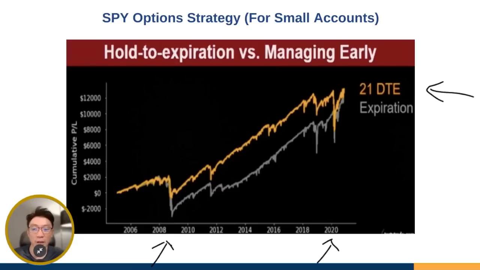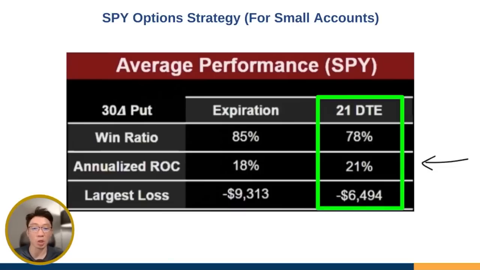So if you actually take a look at the S&P 500 return, if you were to just buy and hold SPY for this same period, your average return would only be about 8 to 12% per annum. But when you do it with the short put, you actually get a much higher return. So that's also one of the reasons why we want to use the short put as opposed to just buying and holding the shares. The other thing is the largest loss.